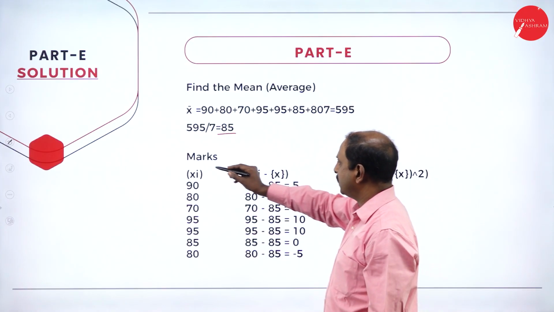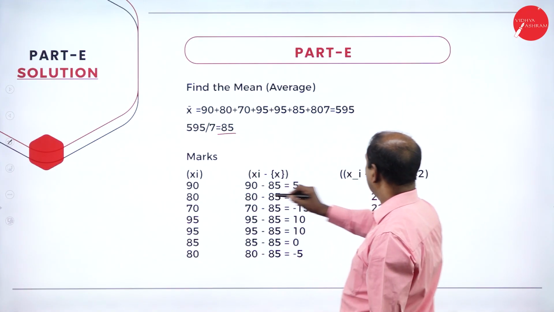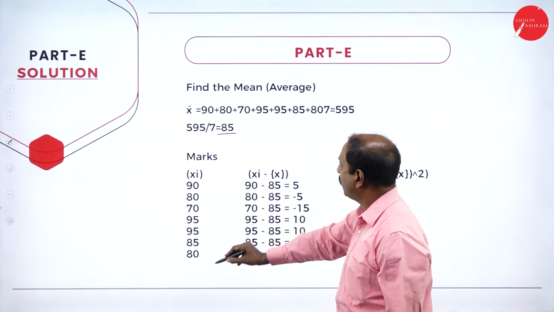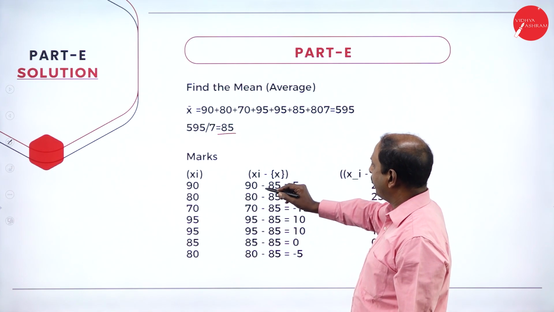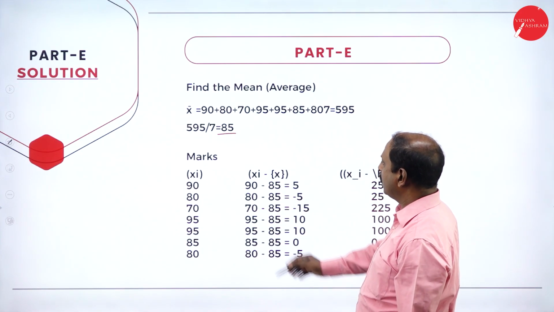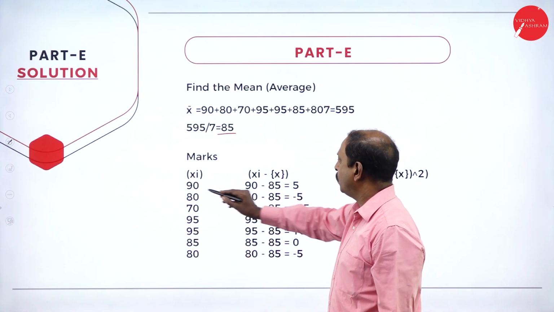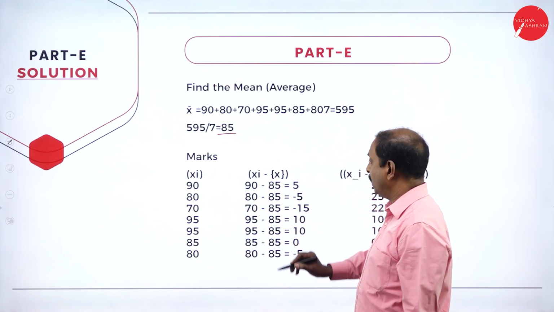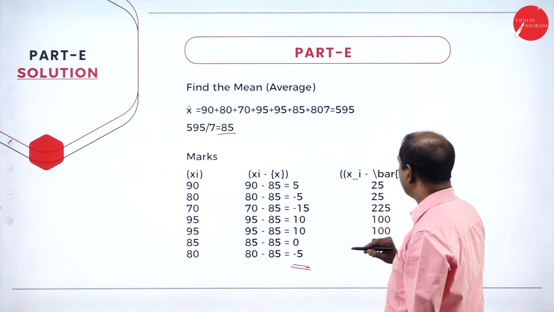Next, we have to find the standard deviation. So we are going to have a table like this. In the table, these are the given marks, written in the same order. And now we find x minus x bar, that is, 90 is the value minus 85, where 85 is the mean of the values given. These are the values we have got here.